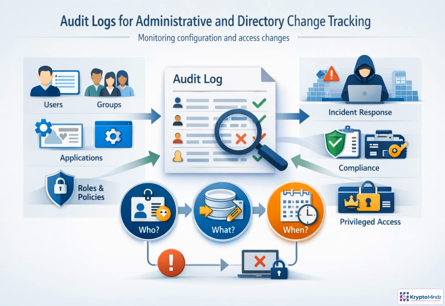Audit logs show the change history behind your identity environment. They capture updates to users, groups, applications, service principals, roles, policies, and authentication methods. The key questions are simple: who made the change, what object or property changed, when it happened, and whether it succeeded. That context is critical for incident response, compliance reviews, privileged access monitoring, and change management. If users suddenly lose access, compare recent audit events with sign-in failures. A new conditional access rule or role assignment may explain the issue quickly.